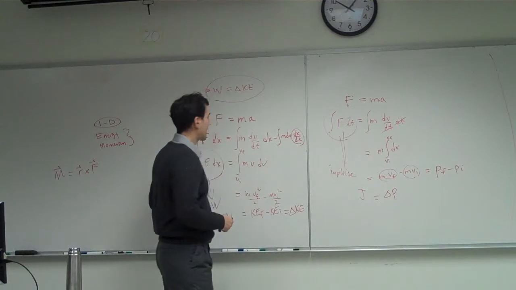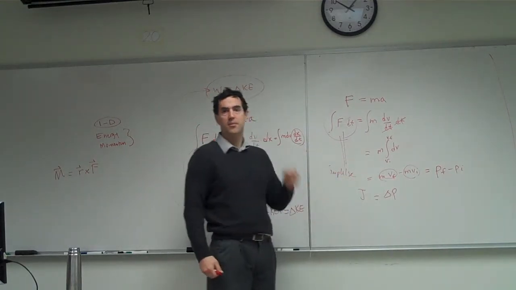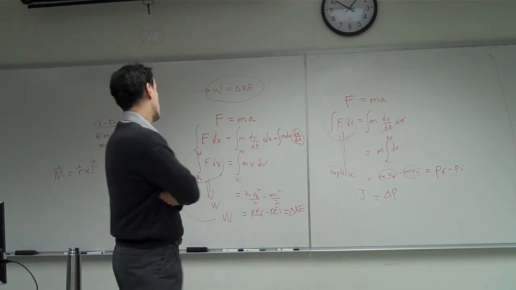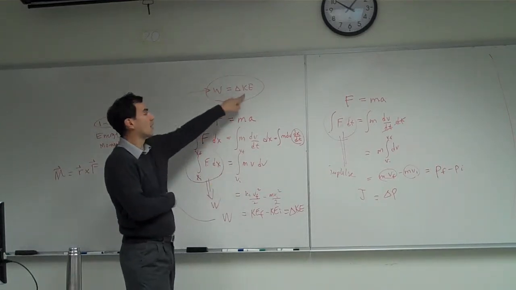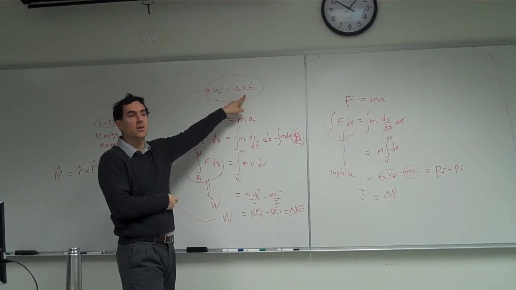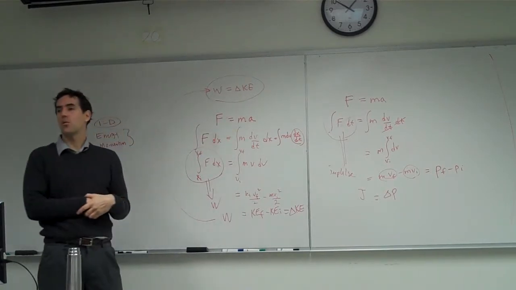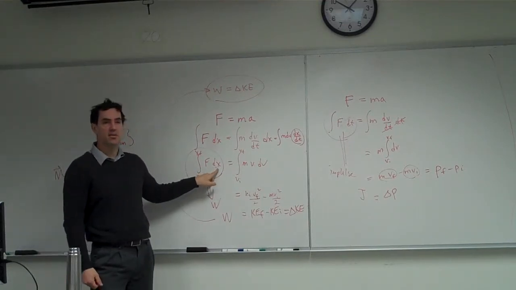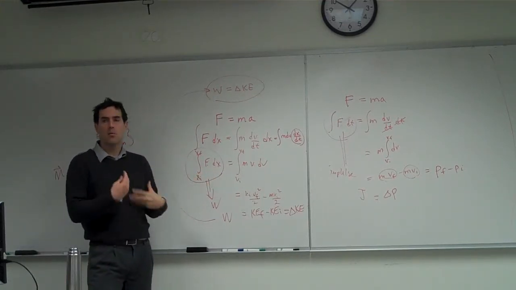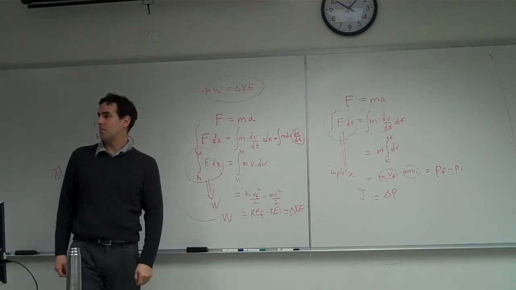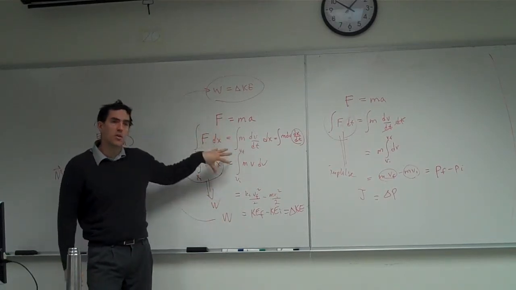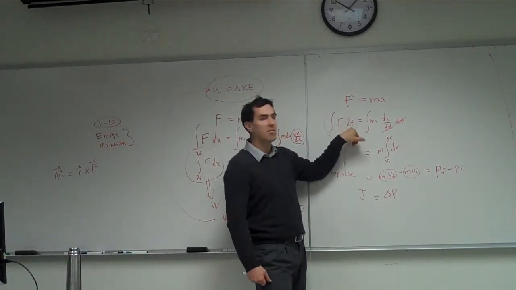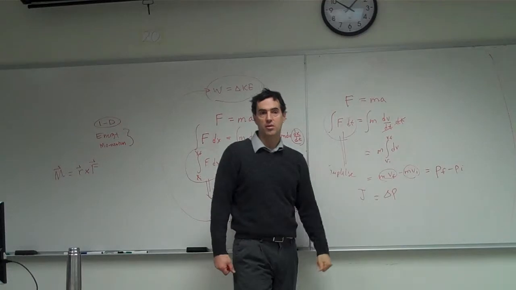Okay. So I've got these two relationships. They're useful for different kinds of problems. This one, work equals change in kinetic energy, is very useful when I'm working with forces and positions. Because here I have an integral of f dx. So if I'm working with forces and positions, this version is going to be more useful. On the other hand, if I'm working with times, here I have the integral of f dt, this version will be more useful.